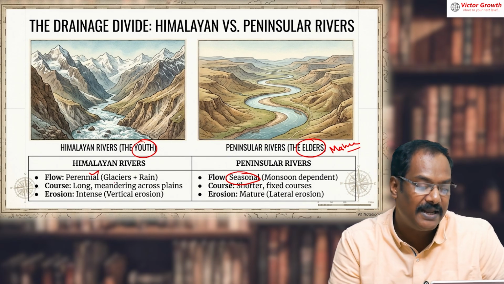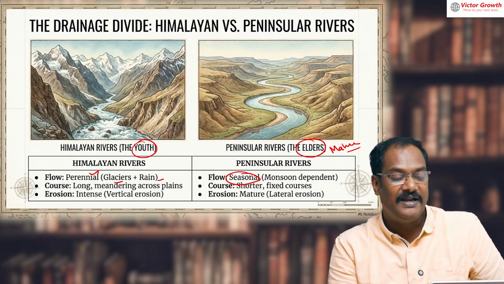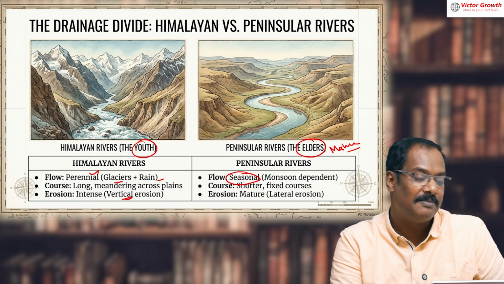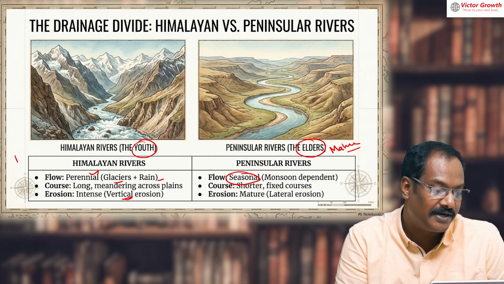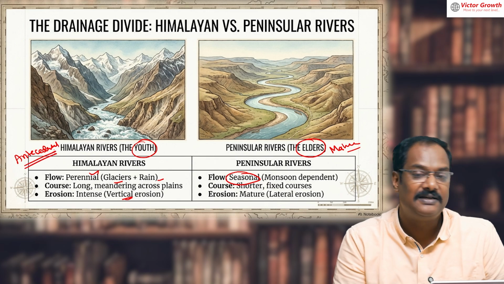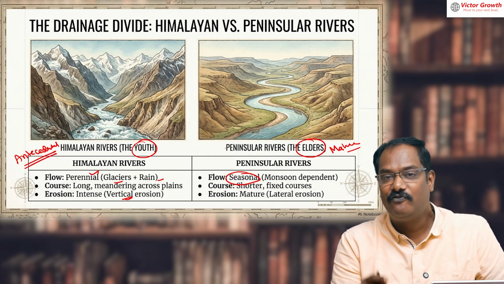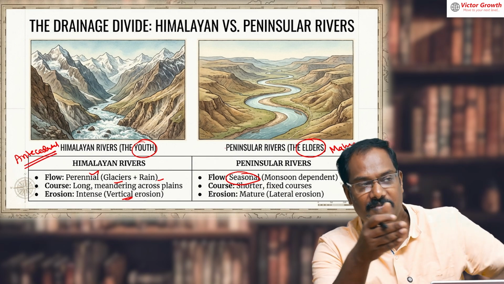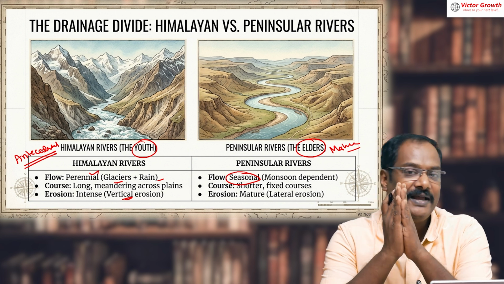Okay, they are long, meandering, cross. They have an intense vertical erosion. Some of them are antecedent also. Write this word, antecedent in nature. That means they are flowing even before the Himalaya was formed. Himalaya was formed just 70 million years ago. So they can cut the Himalaya.